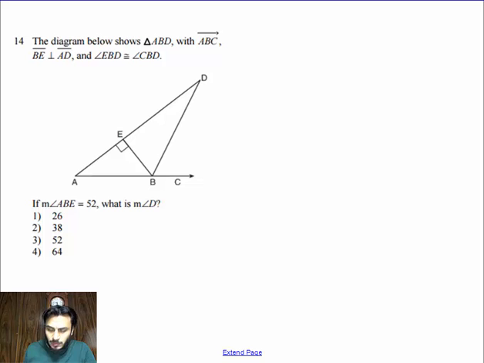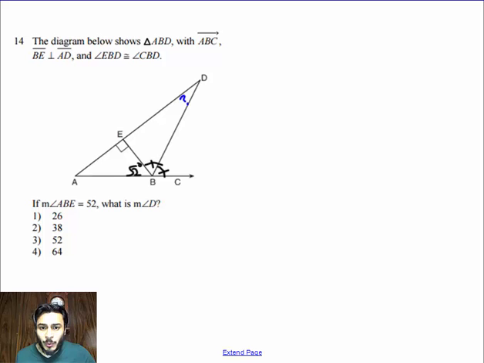So let's go ahead and label some of the stuff we're given here. We're told that angle EBD, this angle here, is congruent to angle CBD. So these two angles are equal to each other. We're also told that BE is perpendicular to AD, and we see that here it's already marked for us, that 90-degree angle. Then it says the measure of angle ABE is 52, so this is 52 degrees. What is the measure of angle D? So question mark for angle D.